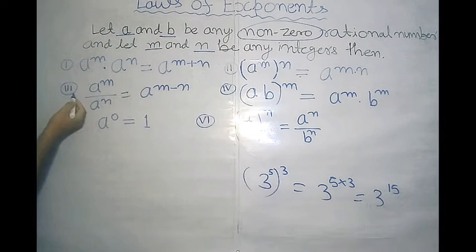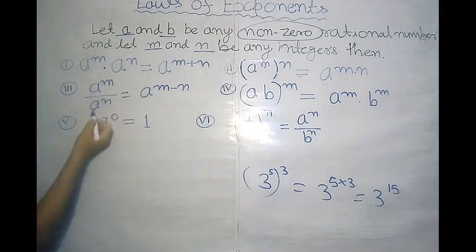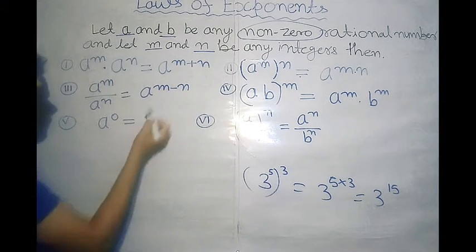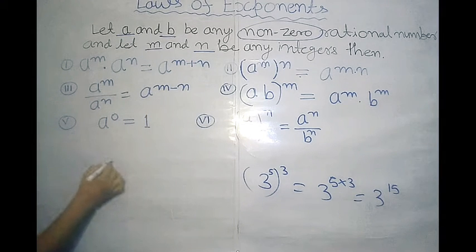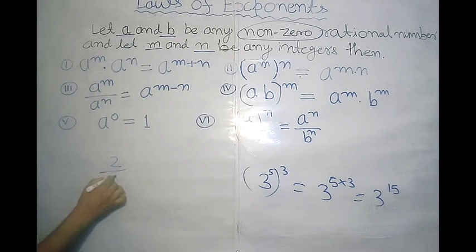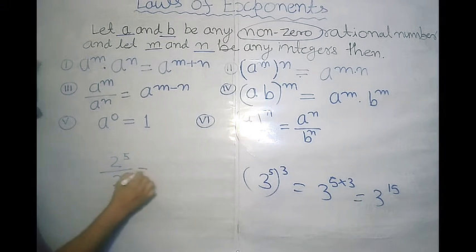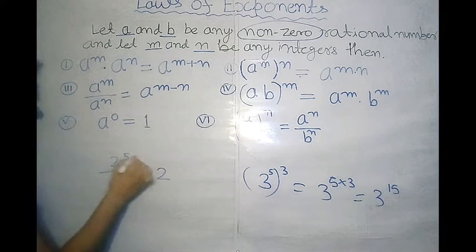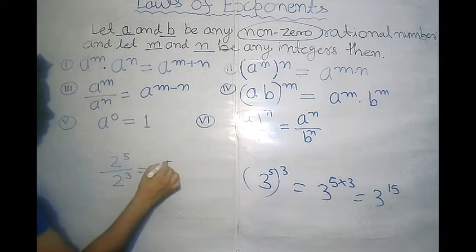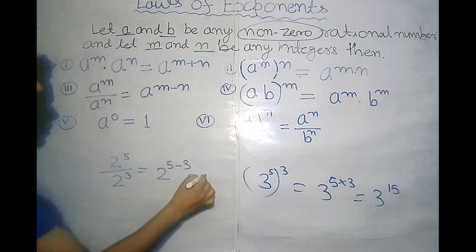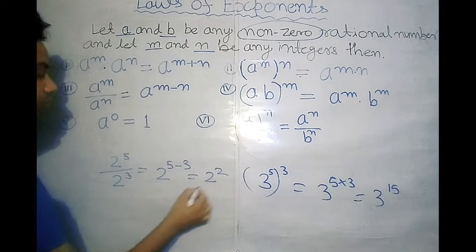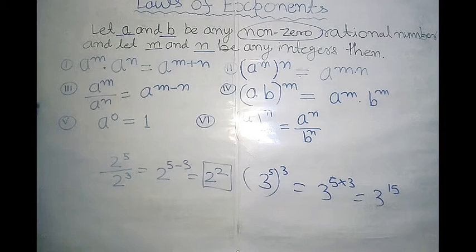Now the third rule is a raised to power m over a raised to power n equal to a raised to power m minus n. If the bases are equal and the powers are different, suppose 2 upon 2, the bases are equal and the powers are different, here 5 and here 3. Then what will be the answer? 2 raised to power m minus n, where this is m and this is n. So 5 minus 3 equals 2 raised to power 2. You can understand this rule from this example.